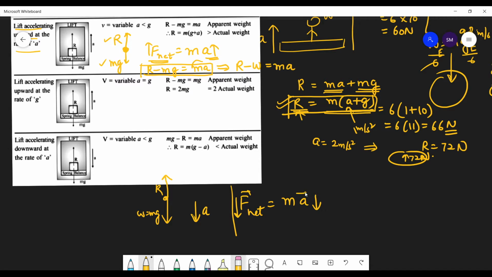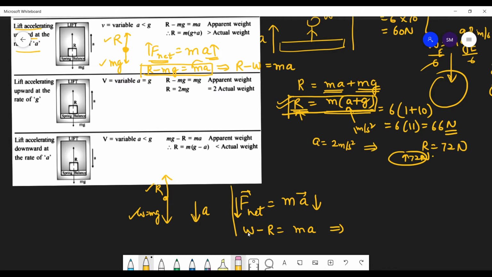Both are supposed to be in the same direction. Both are vectors. Mass is scalar. So both are in the same direction. So tell me which one will be greater, your weight or R? Weight. So that is why weight is greater. So that is why this time we will subtract W minus R, that is equals to M into A.